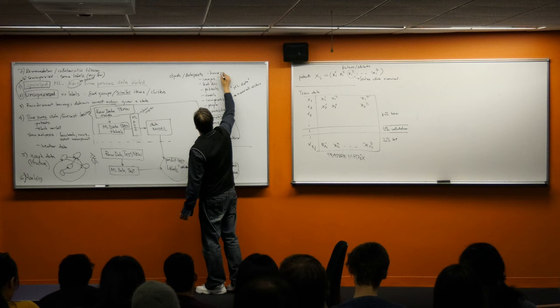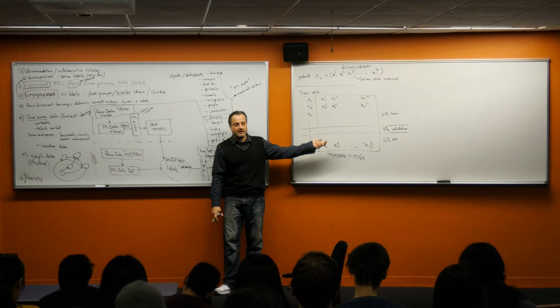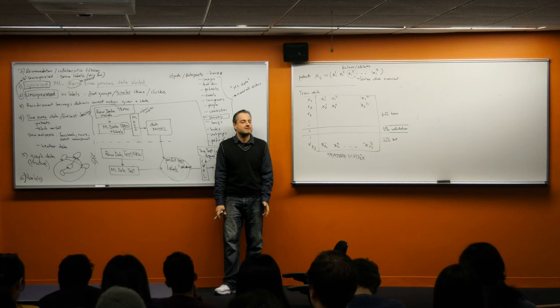And the label is the price. The features might be location, number of bedrooms, square feet, year the house was built, color, bathrooms, whatever people are looking for in a house. The label might be the price, right?